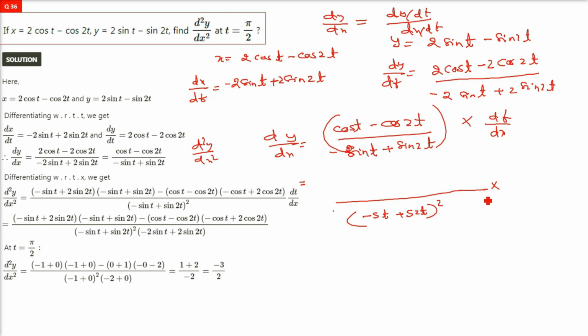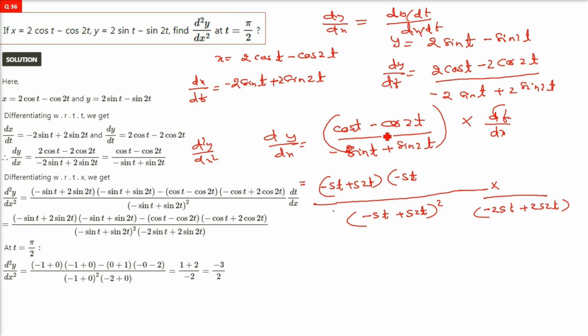dx by dt is minus 2 sin t plus 2 sin 2t. So when it becomes dt by dx, it has to come in the denominator. So I am writing it in the denominator: minus 2 sin t plus 2 sin 2t. Okay, dt by dx has been done. Now coming to the numerator, this will remain like this: minus sin t plus sin 2t.